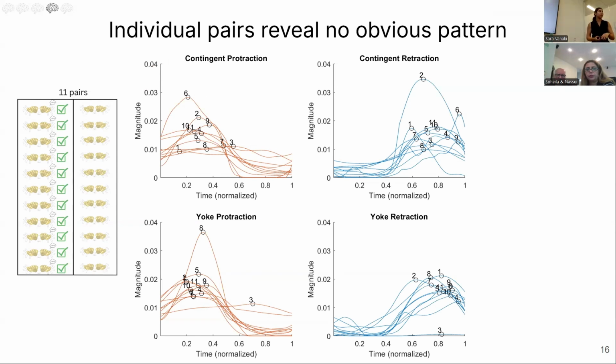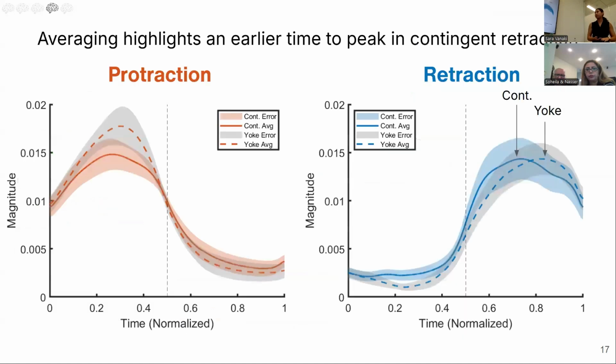So what we wanted to do is average each of these 4 groups. So now we're going to get 4 different lines. And when we do this, we can see some more notable differences. So on the left-hand side, in the solid orange, we have our contingent average, while in our dashed orange, we have our yoke average, similar for the retraction module.